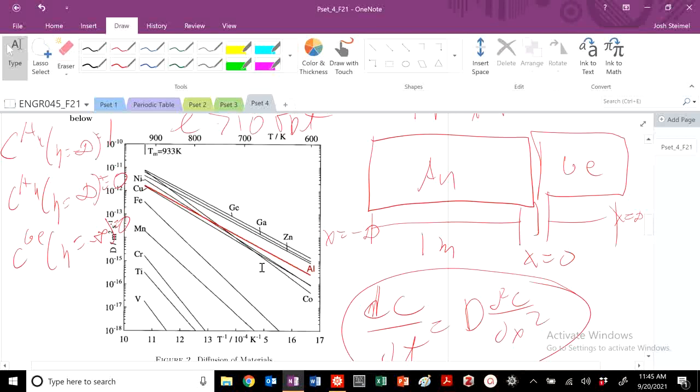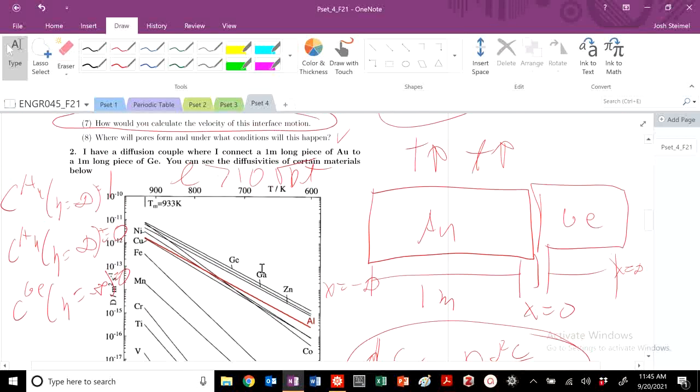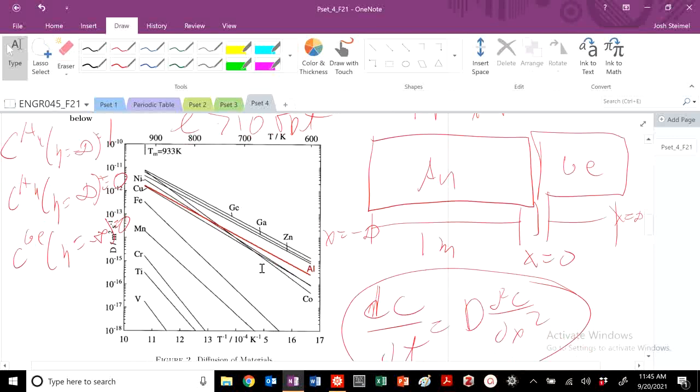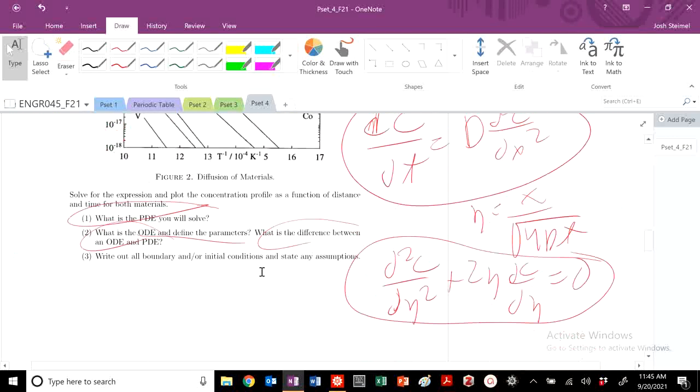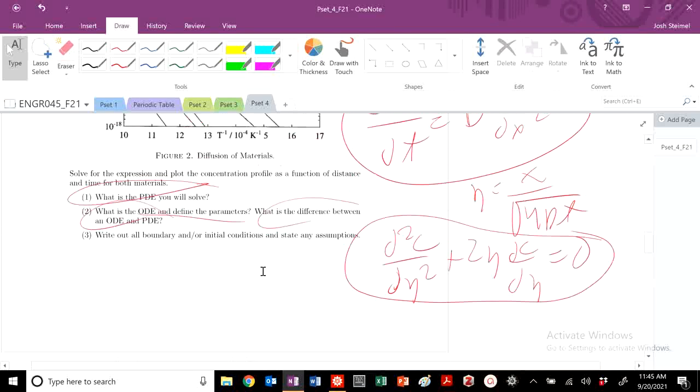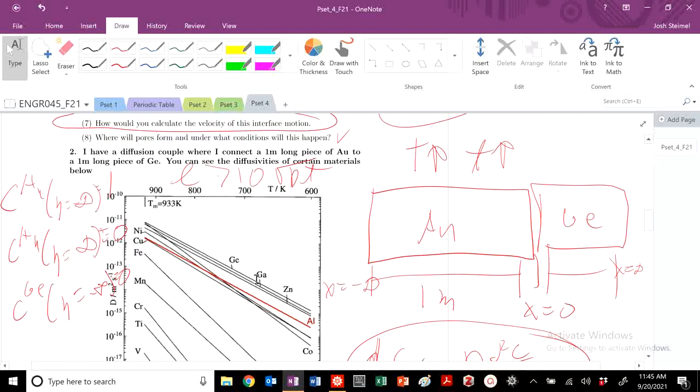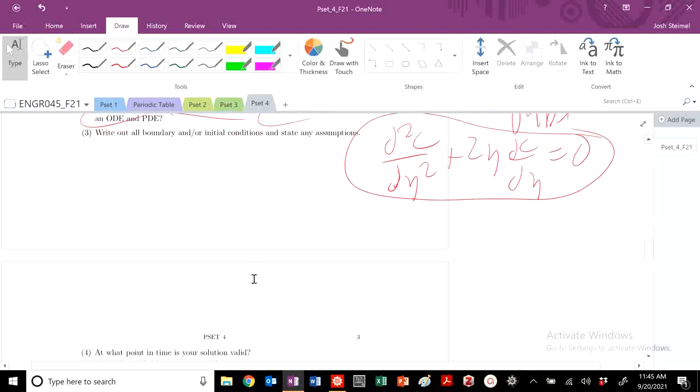I don't see gold in this plot, unless I'm missing something. So anyways, we are not even asked to really solve further. But anyways, certain materials below. Am I asked to write out?